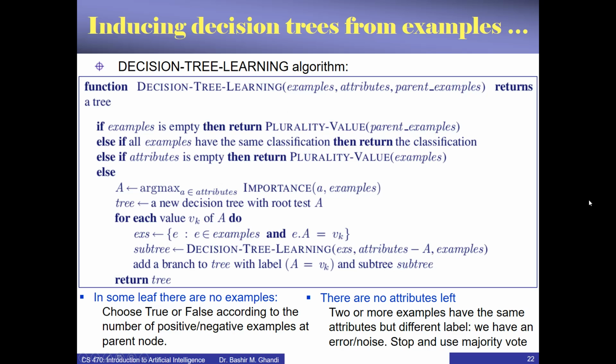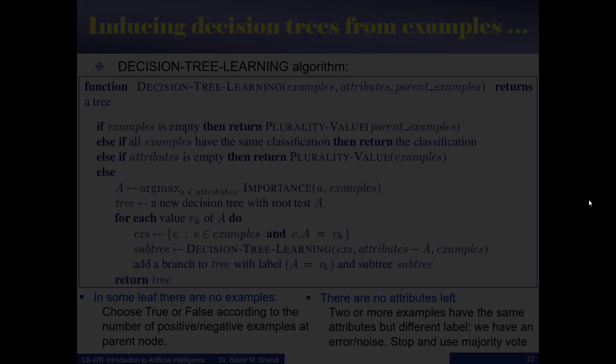So this is basically the decision tree learning algorithm, but the best way to actually understand it is with an example. So we're going to continue our example with the restaurant domain to see how it works.